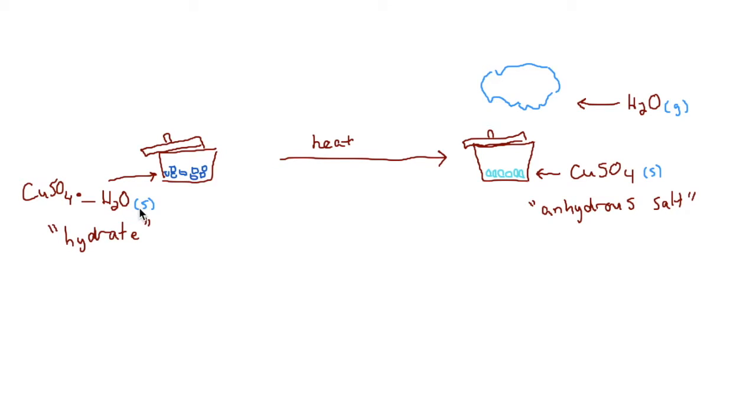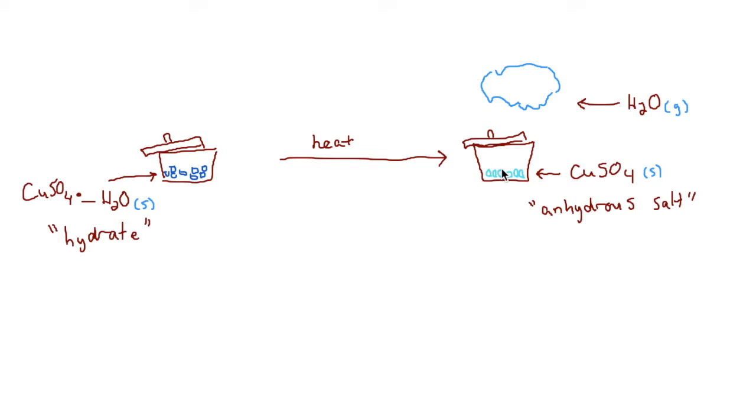We're starting with a solid that has water as part of the solid crystal structure. That's called a hydrate. Then when we heat it, the water goes away as steam. You get a little cloud here. So that's where the water is. And the anhydrous salt, the copper 2 sulfate, is left in here.